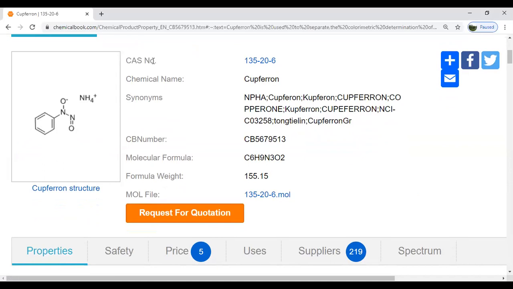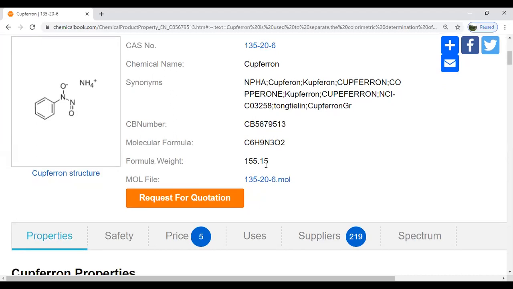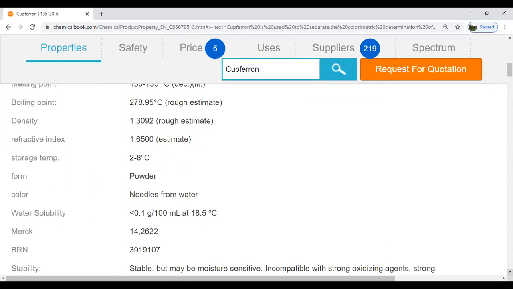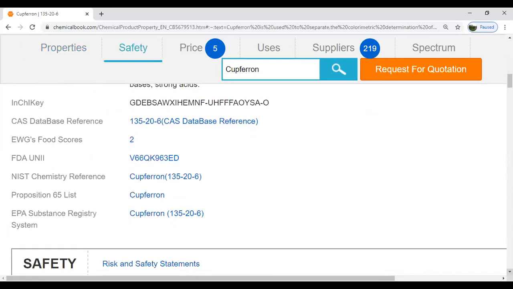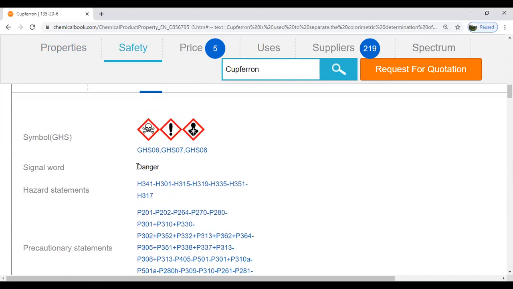The chemicals have this number. This is the unique number, like your student ID number, that is used to identify this compound. Okay, its formula weight is 155.15, and its molecular formula is C6H9N3O2. Cupferron properties: melting point, boiling point, density, refractive index, everything is given. Okay. Safety issue: it is very dangerous. That's what it says here.